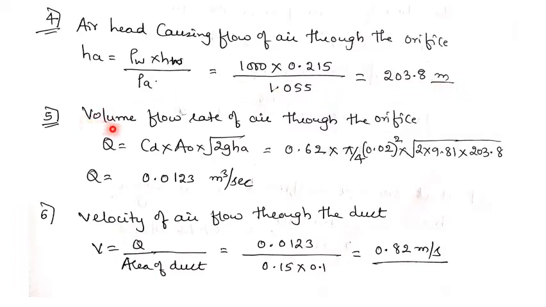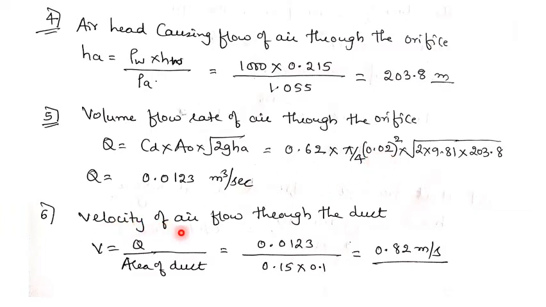So now we will calculate volume flow rate of air through the orifice, that is Q, given by the formula CD into A naught into root of 2gHA. The coefficient of discharge for orifice is 0.62, pi upon 4 d square, into 2 into g, which is 9.81, and HA we have already calculated as 203.8. So my discharge is 0.0123 meter cube per second. This is the diameter of the orifice, 20 mm, which is already given.